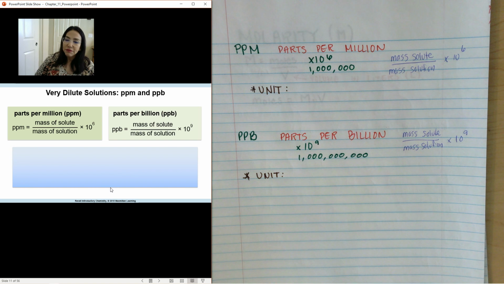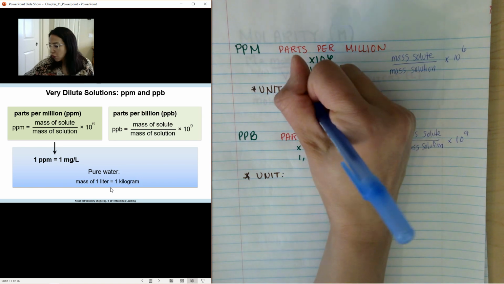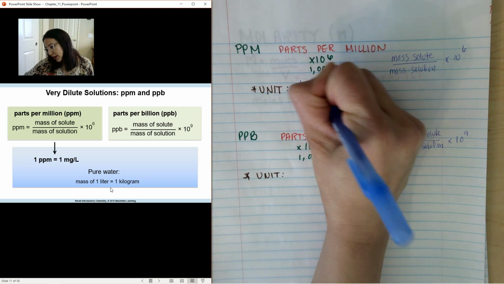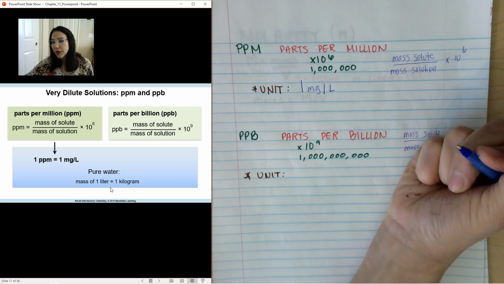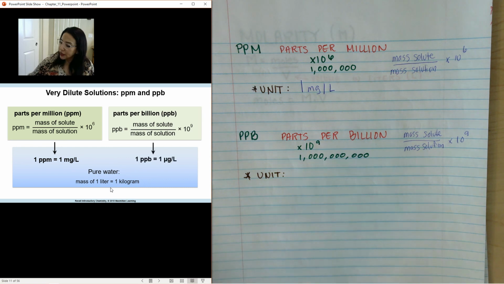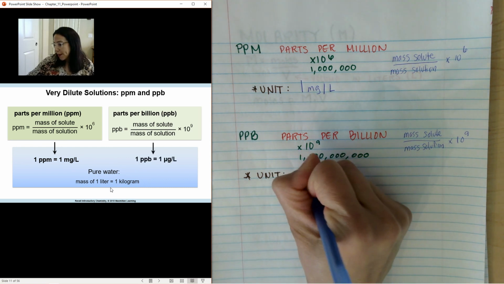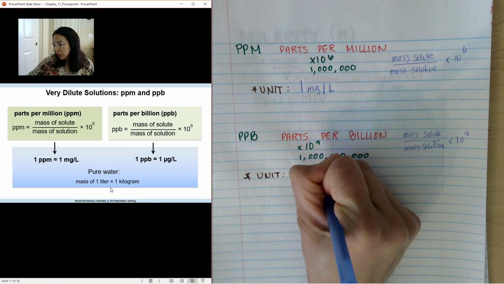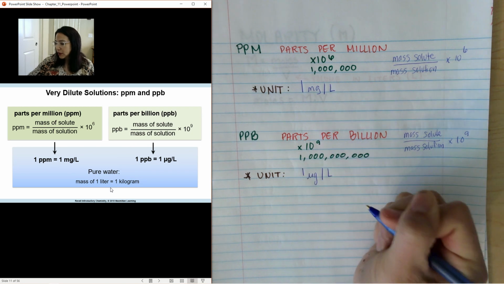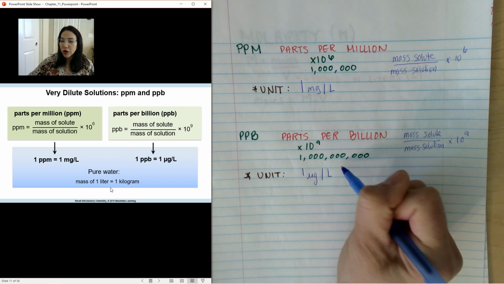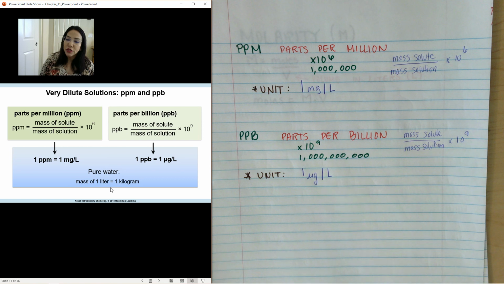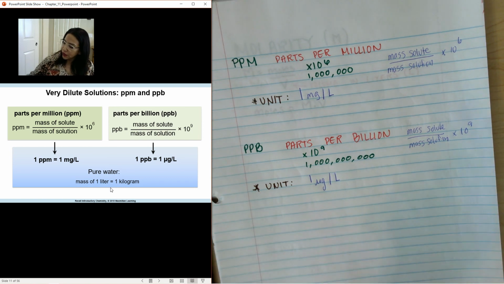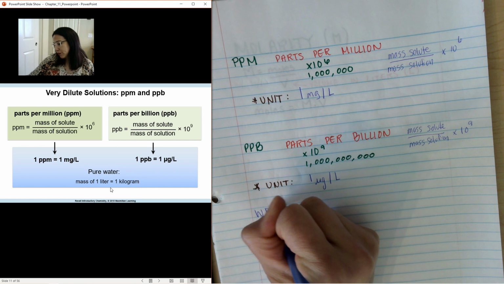Now, the biggest difference in here is the units of concentration. The units of parts per million is going to be 1 milligram per liter. And the units of parts per billion is going to be 1 microgram per liter. So it's actually a smaller unit per liter. Now, the other thing it wants us to know is the mass of 1 liter is equal to 1 kilogram. So we're going to write down water here, pure water.